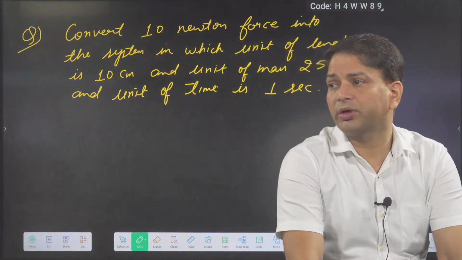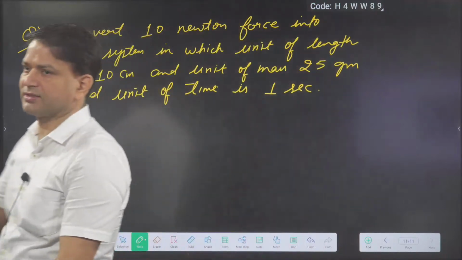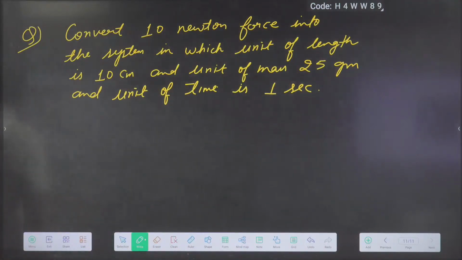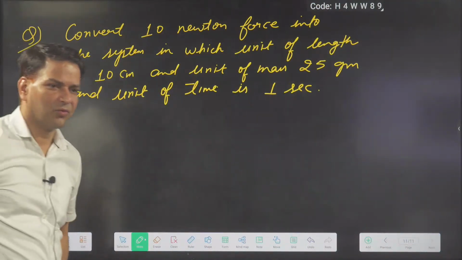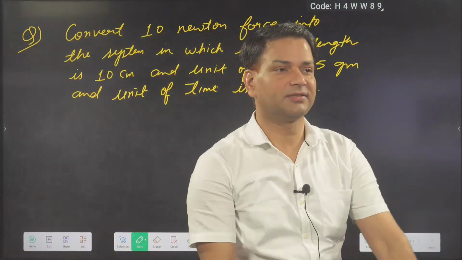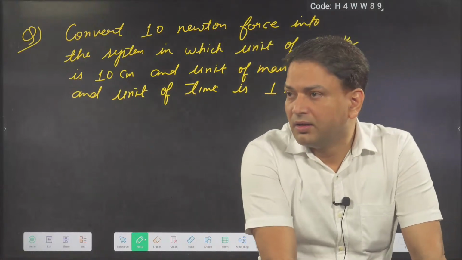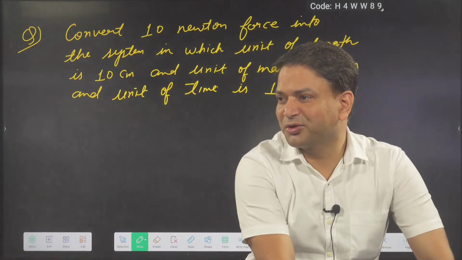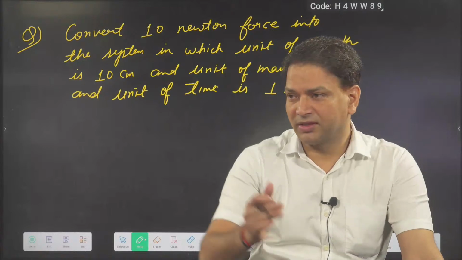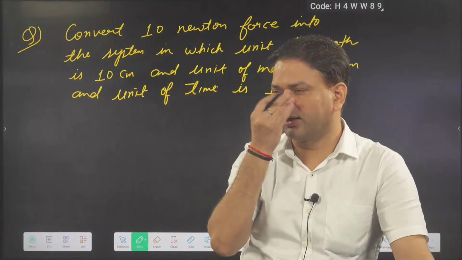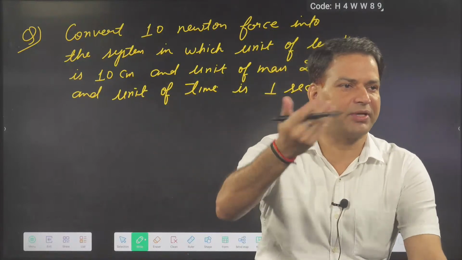1 second. Okay, who will say what unit system 2 is? What is the system 2? MKS or CGS? Means, one I gave as Newton. Newton is what? Newton is the SI. SI and MKS are the same.